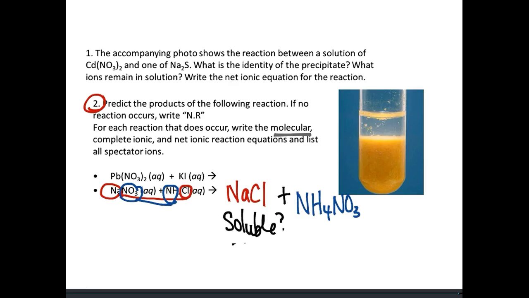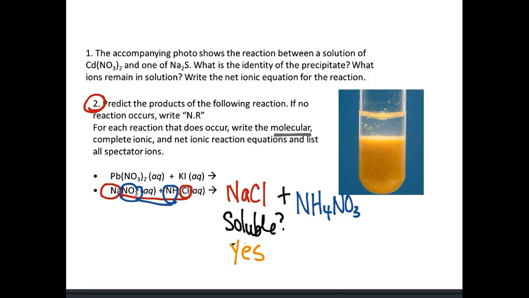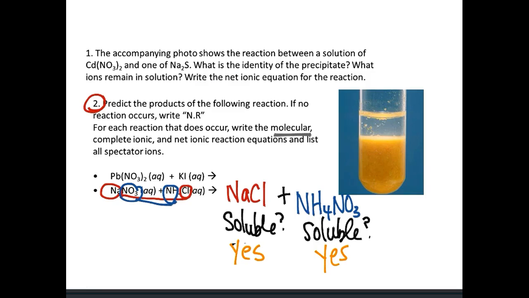Sodium chloride is soluble because group 1A alkaline metals are always soluble. So you would answer yes. Ammonium nitrate is soluble because the first rule is ammonium and the third rule is nitrate. For both of those reasons, or for either reason by itself, you would say yes.